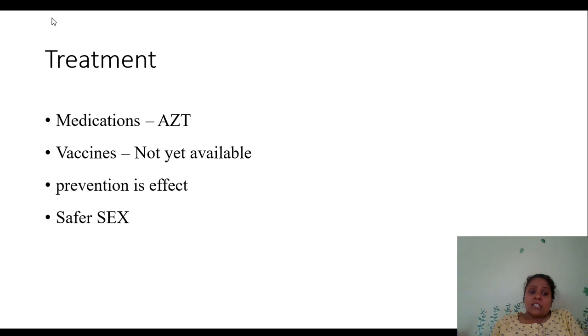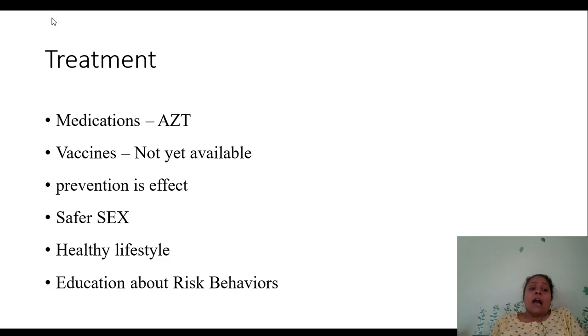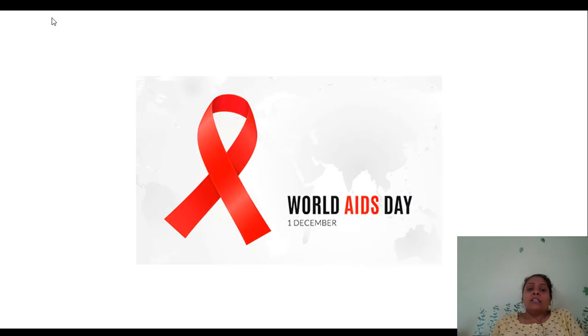Prevention is the effective method: safer sex, a healthy lifestyle, and education about risk behavior of AIDS. World AIDS Day is designated on 1st December every year since 1988.